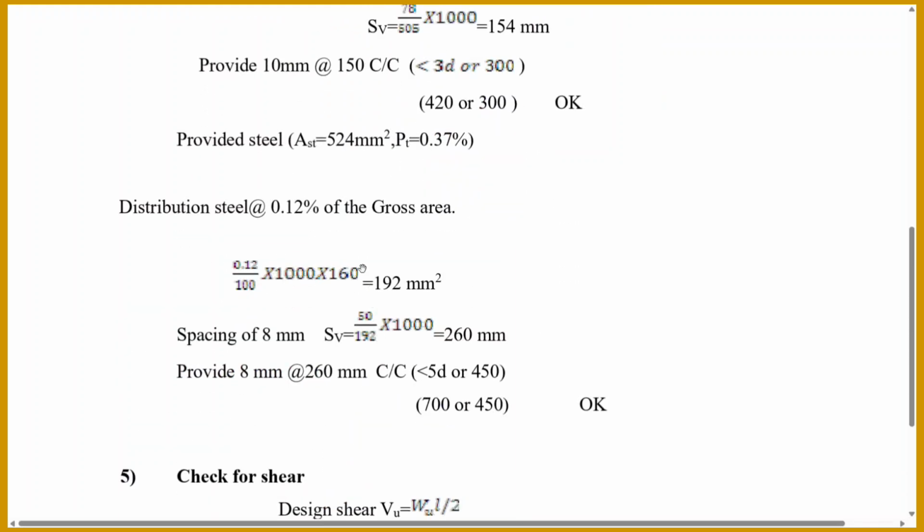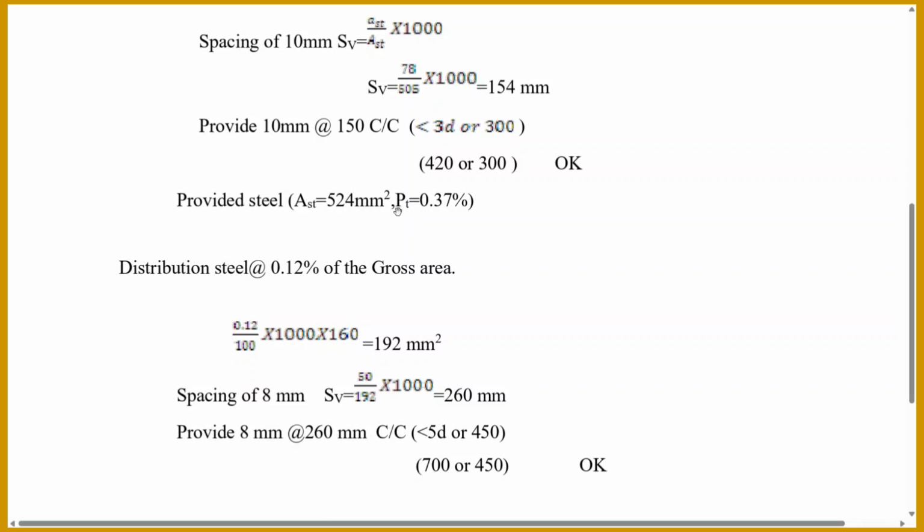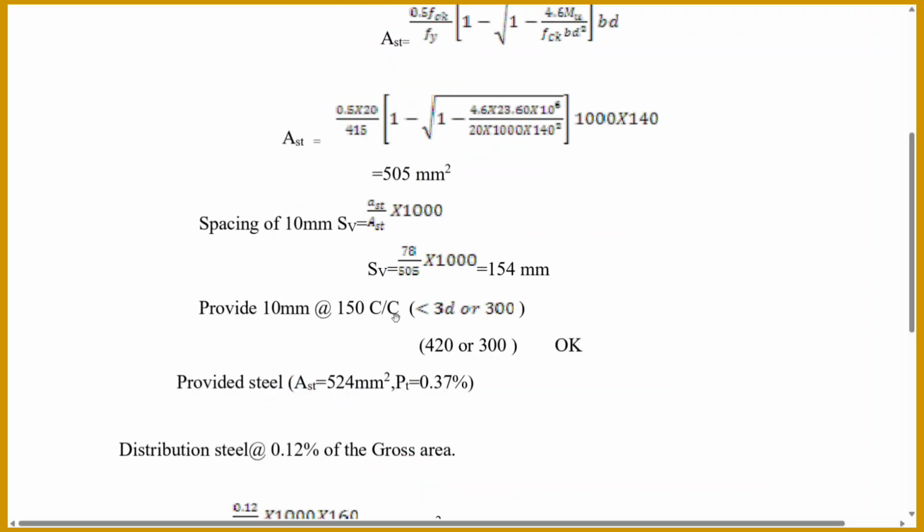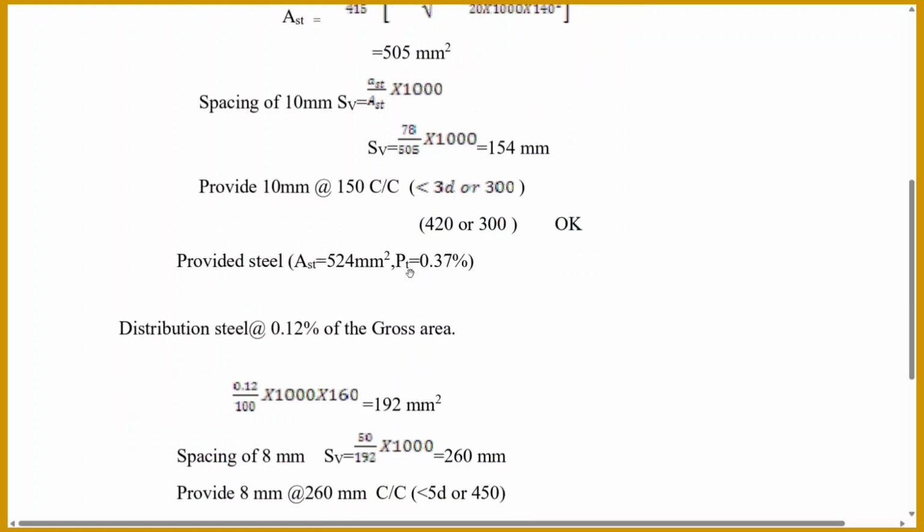And we will see our provided PT. We will derive this PT from the 10 mm bars at 150 center to center. As you put all these values in this equation, you will derive the mm square. From that mm square you will derive the PT is equal to 100 As over bd.